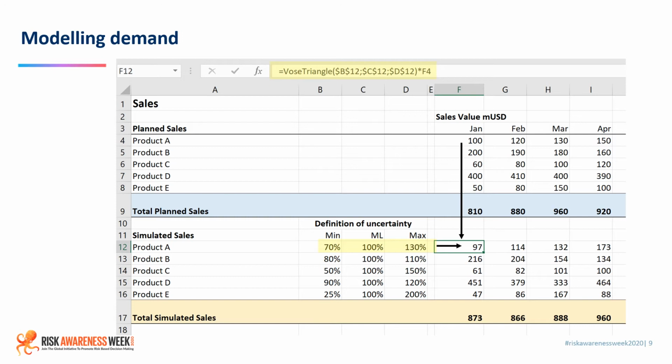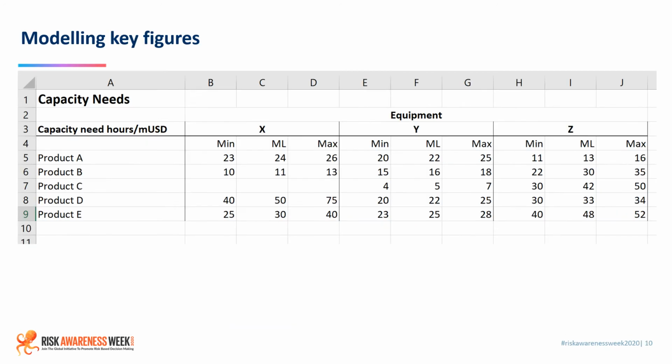So what I do is I simply calculate the demand, and then I have this uncertainty between 70 and 130%, which means that in this particular scenario, January sales comes out with 97. For product B, January sales comes out with 216, slightly above the target or the forecasted value. It comes out slightly different here and slightly different there in every simulation. And that's the beauty of it, because we can then leverage these simulations.